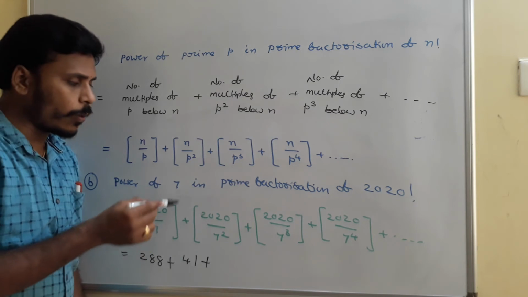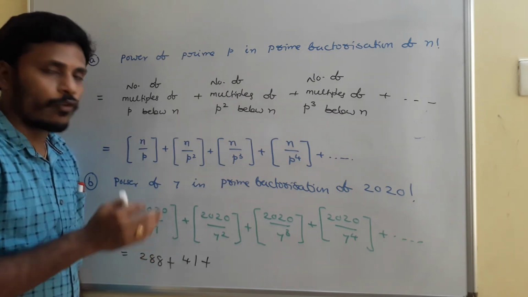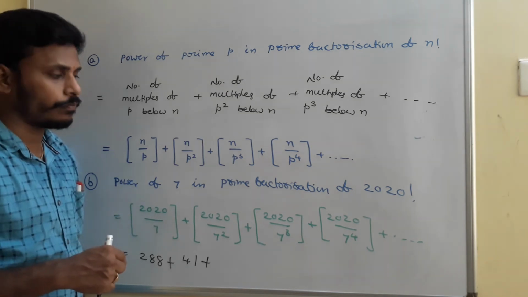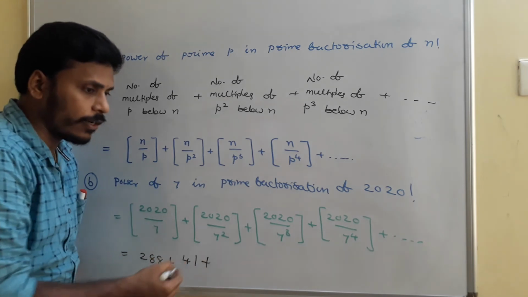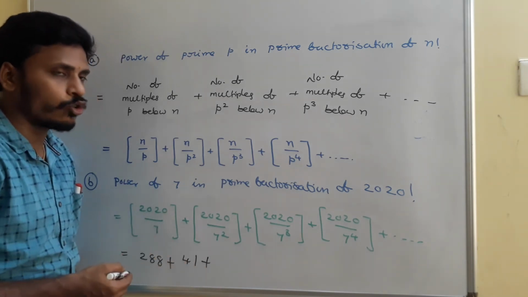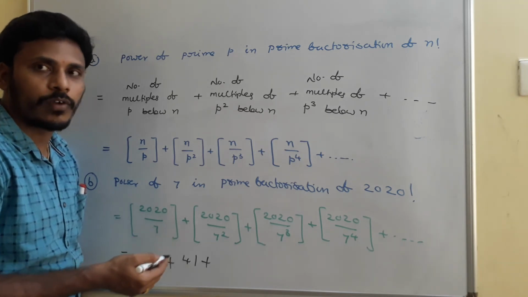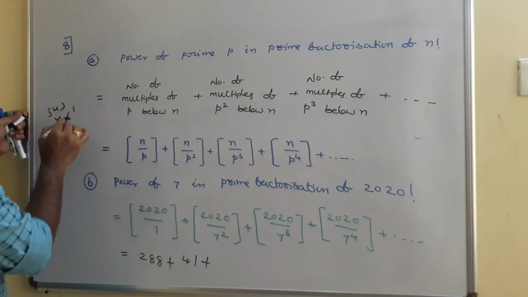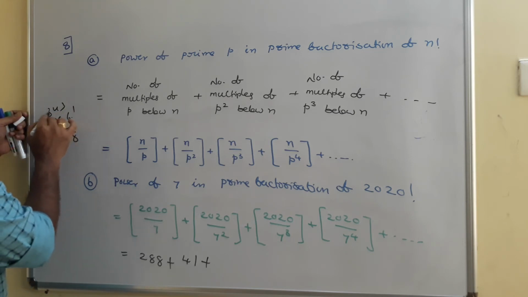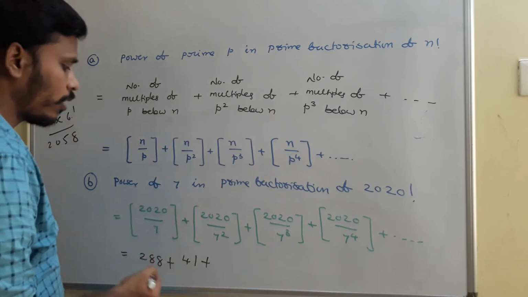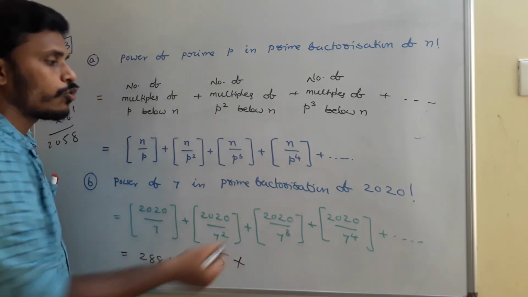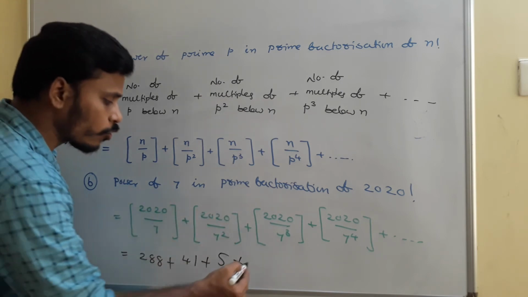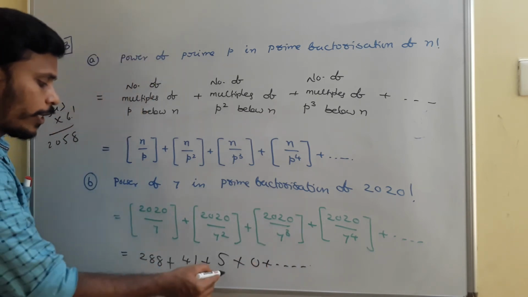Now 2020 by 343, so we need to divide 2020 by 343. 343 times 6 is 6 threes is 18, 6 fours is 24 and 1 is 25, that is 2058, which is larger. So this is 5. Then 2020 by 7 power 4: the value of 7 power 4 is more than 2020, so from there the values are 0 and you need to add all these numbers.